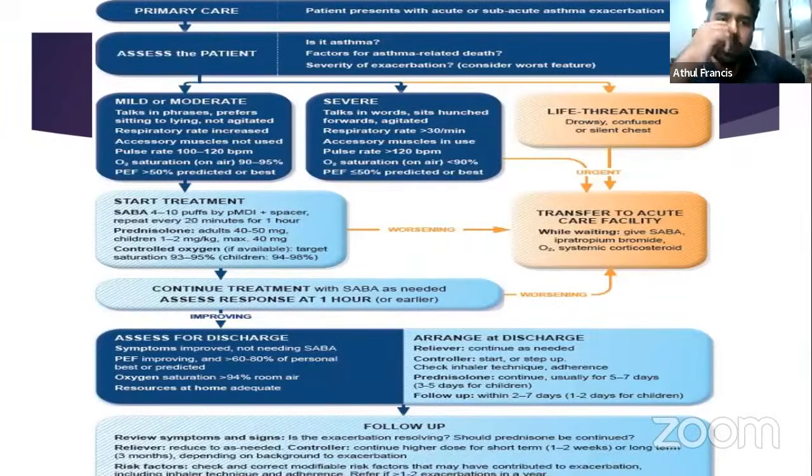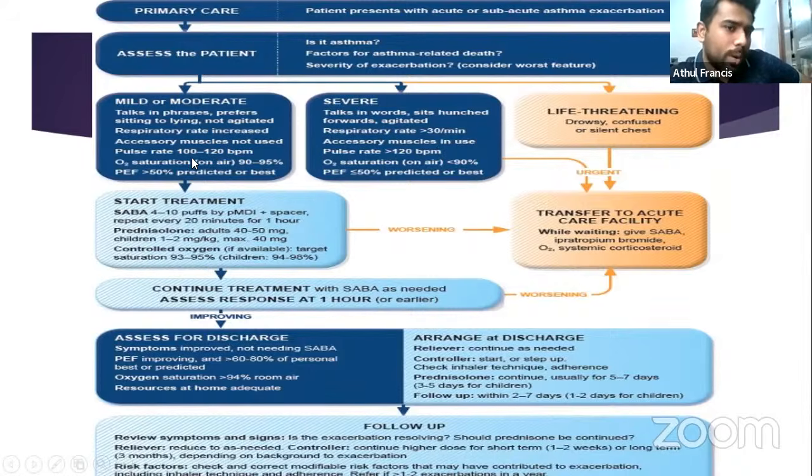So now, the exacerbation, this is all adult. I'm not discussing the pediatric age group here. In adults, exacerbation can be differentiated into mild or moderate, and severe and life-threatening exacerbation. In mild to moderate exacerbation, he is able to talk in phrases. If it becomes severe, he talks in words, not even able to complete sentences. His respiratory rate is increased, here more than 30. Accessory muscles are not used in mild to moderate; here accessory muscles are in use.